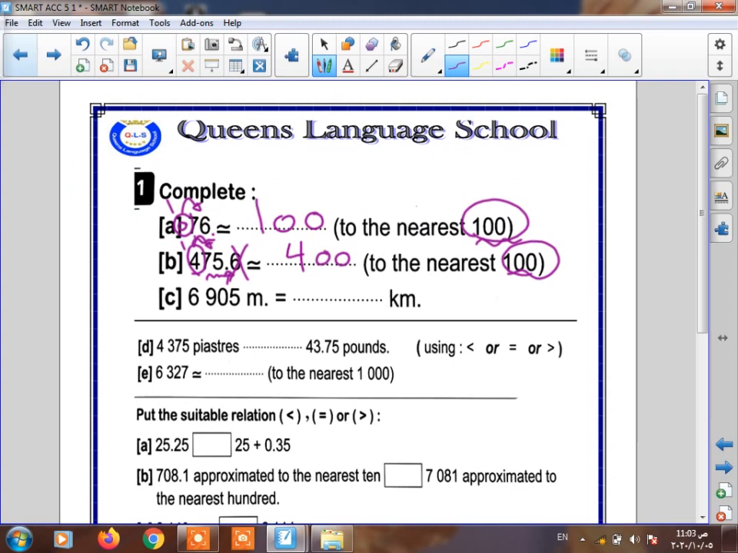6,905 meters. Equal, not kilometer. Look at this one, it's equal only, without approximate. How can I make it? I'll change it from meter into kilometer. How can I change it from meter into kilometer? I'll make it divided 1000. From small to big, make it divided.